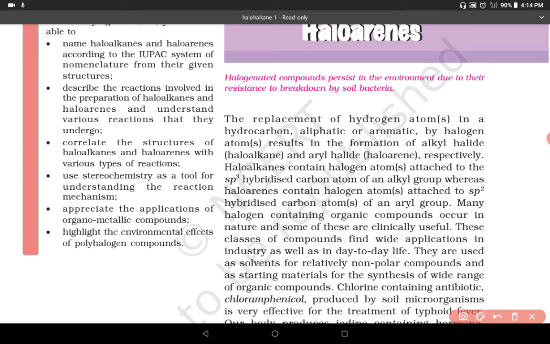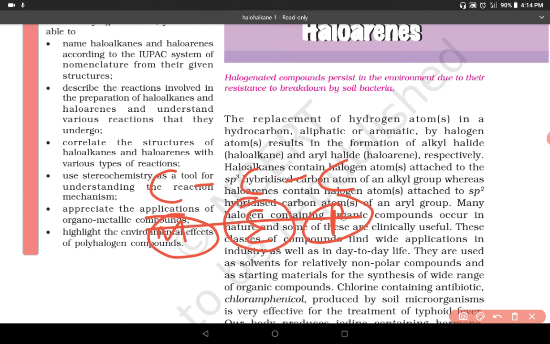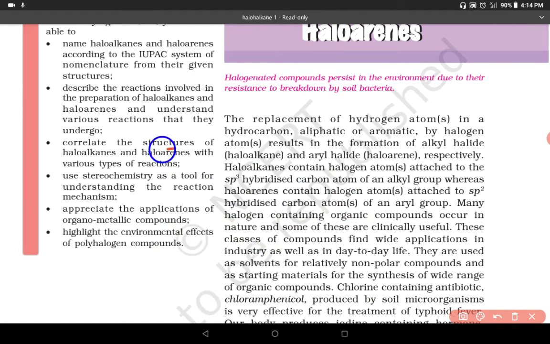Haloalkanes contain a halogen atom attached to the sp3 hybridized carbon atom of an alkyl group, whereas haloarenes contain a halogen atom attached to an sp2 hybridized carbon atom. We can observe this. Okay, that is called methane, ethane, propane. There are 3 carbons, so we call it propane. Let us consider propane.